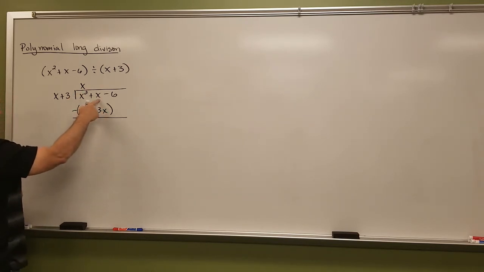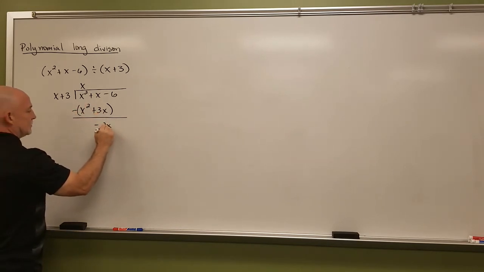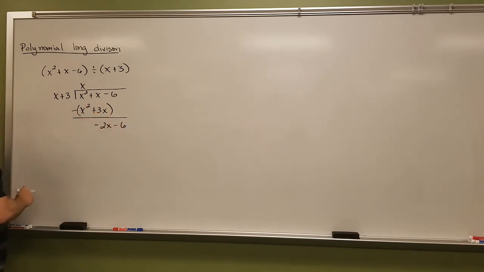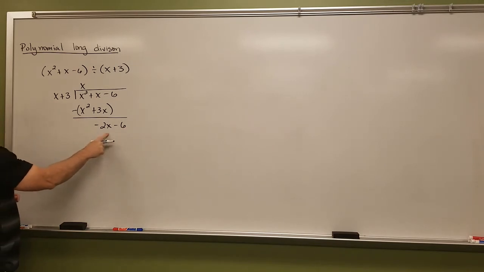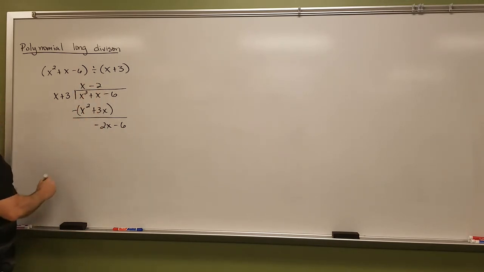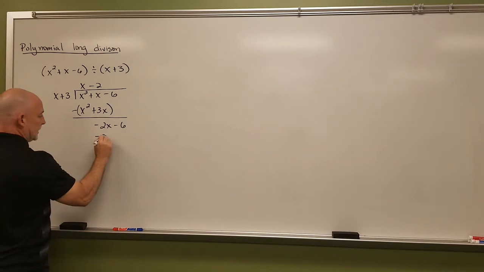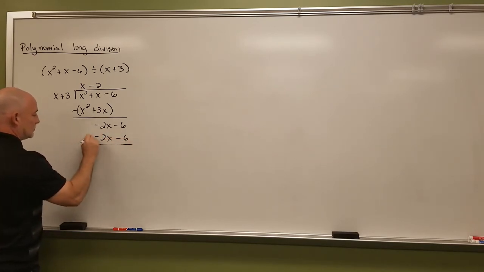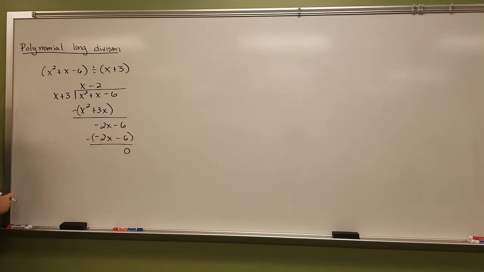The x squareds go away. x minus 3x is negative 2x. Bring down the minus 6. What do I have to multiply x by to be negative 2x? That's minus 2. Distribute. That's negative 2x minus 6. And when we subtract, we get 0.